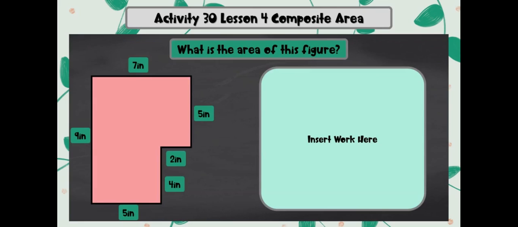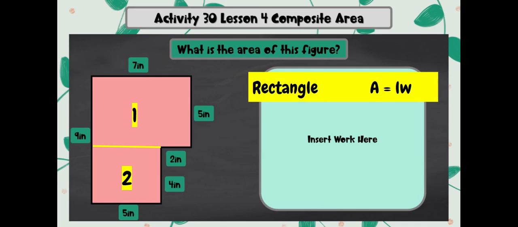Let's look at some examples. What is the area of this figure? So I can see there's a couple different ways I can cut this, but I choose to go straight across like that. That gives me two rectangles. Rectangle 1, rectangle 2. And I know the area of a rectangle is simply length times width.